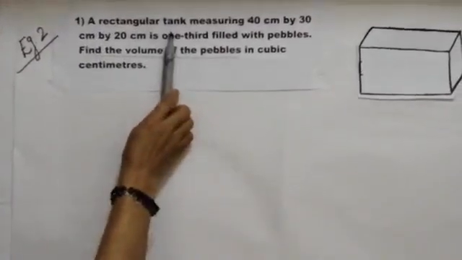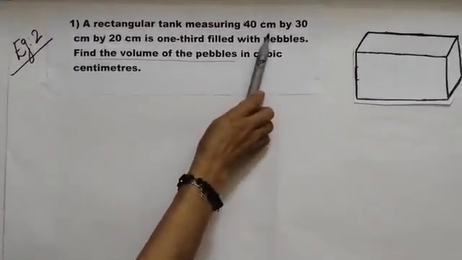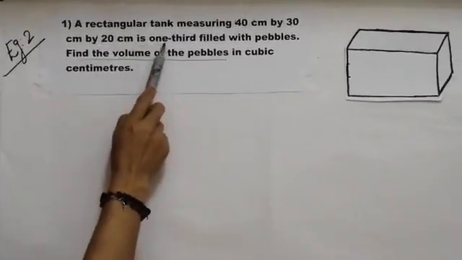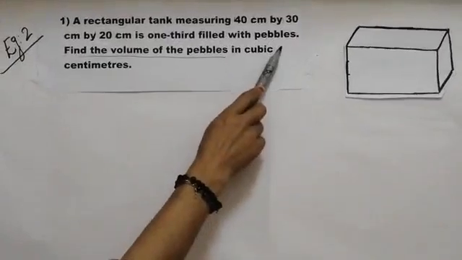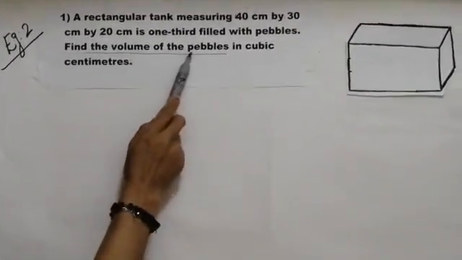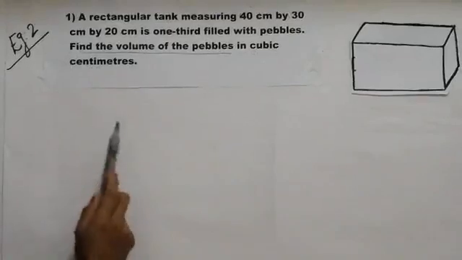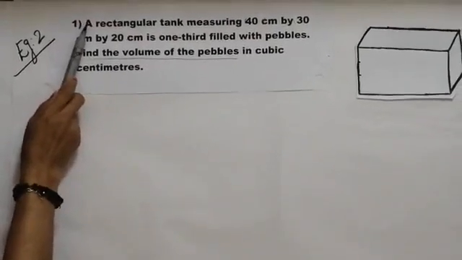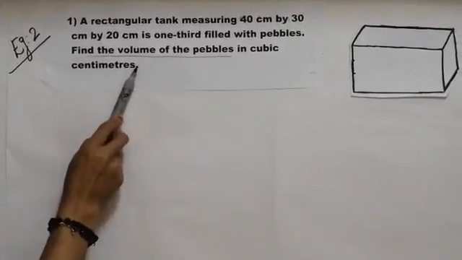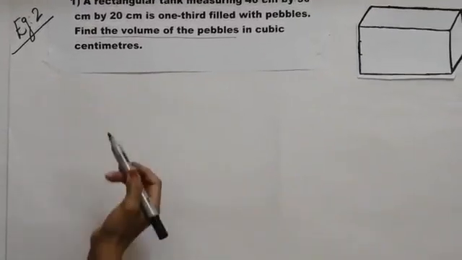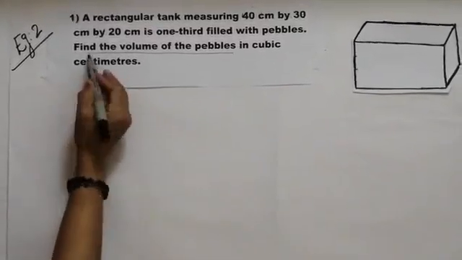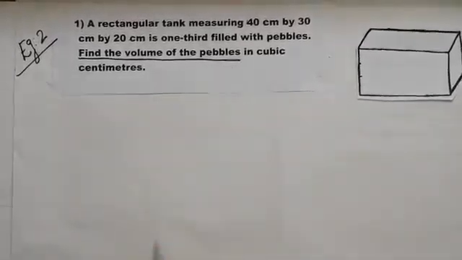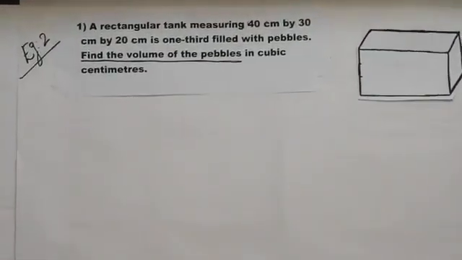A rectangular tank measuring 40 centimeter by 30 centimeter by 20 centimeter is 1/3 filled with pebbles. Find the volume of the pebbles in cubic centimeter. Now we completed the first step, that means reading the question from the starting to the end. Second point, we have to find out what you need to answer. That we have to underline. Here you have to find the volume of the pebbles. Now we underline the question.